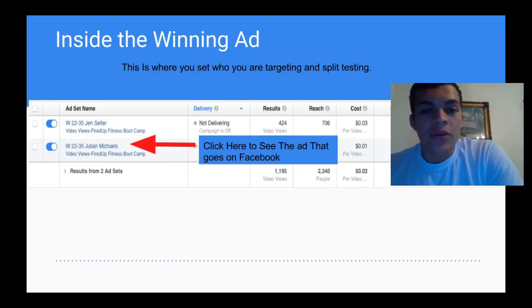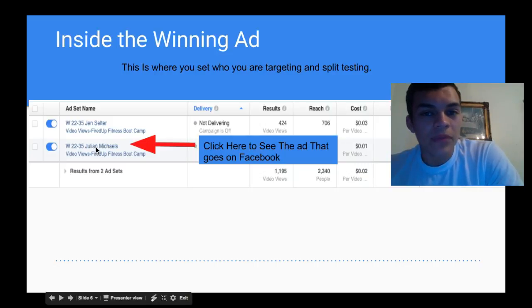Okay, so now we're gonna go. If you click on this particular link, the top one, and you guys don't know anything about this writing, what you're supposed to write or whatnot, just know what I'm talking about. It says, okay, so click the top one. It's going to take you to the inside of the ad itself, the little ad, what shows up on Facebook, okay?